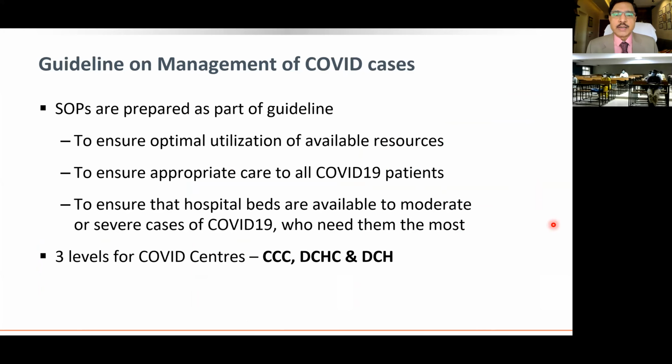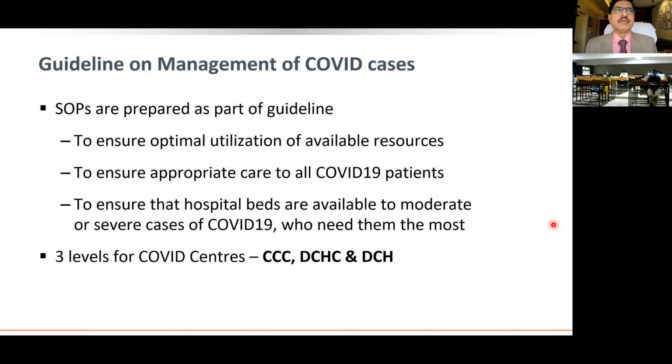Guidelines for management of COVID cases. SOP means what? Standard operating protocols. Standard operating protocols are prepared as a part of the guideline. If you're in a community or housing society of 300, 400 houses, or even more, there will be a standard protocol for them. The municipalities would have given them the guidelines. Where a cluster of people are residing in an apartment or in a cluster of houses, there are standard operating protocols to ensure optimal utilization of the available resources, to ensure appropriate care for all COVID patients, to ensure that hospital beds are available to moderate and severe cases.